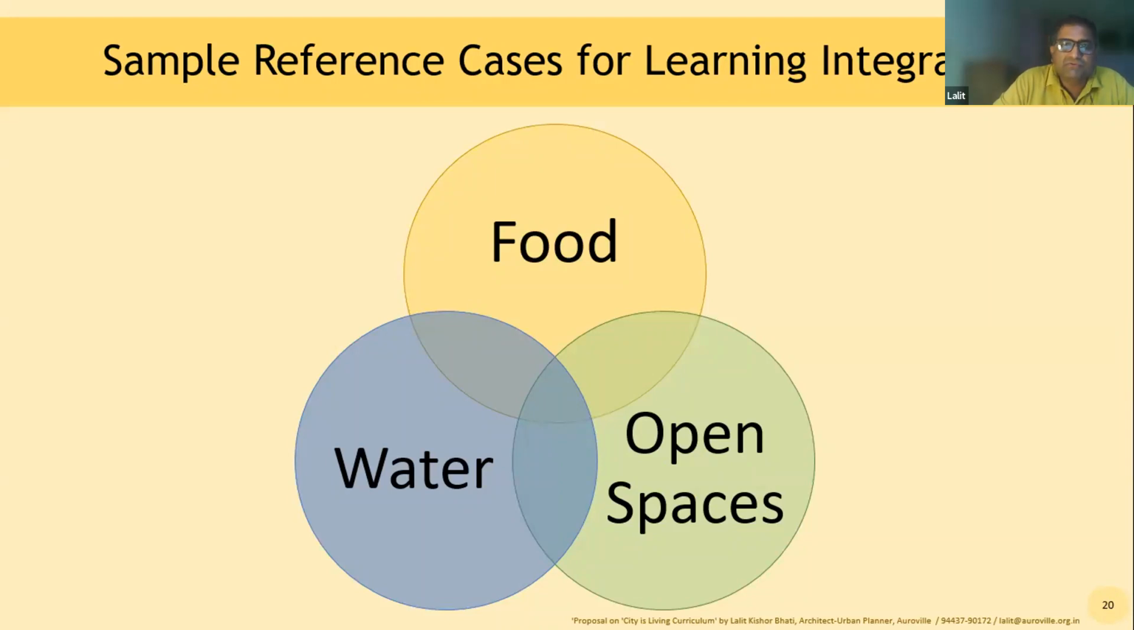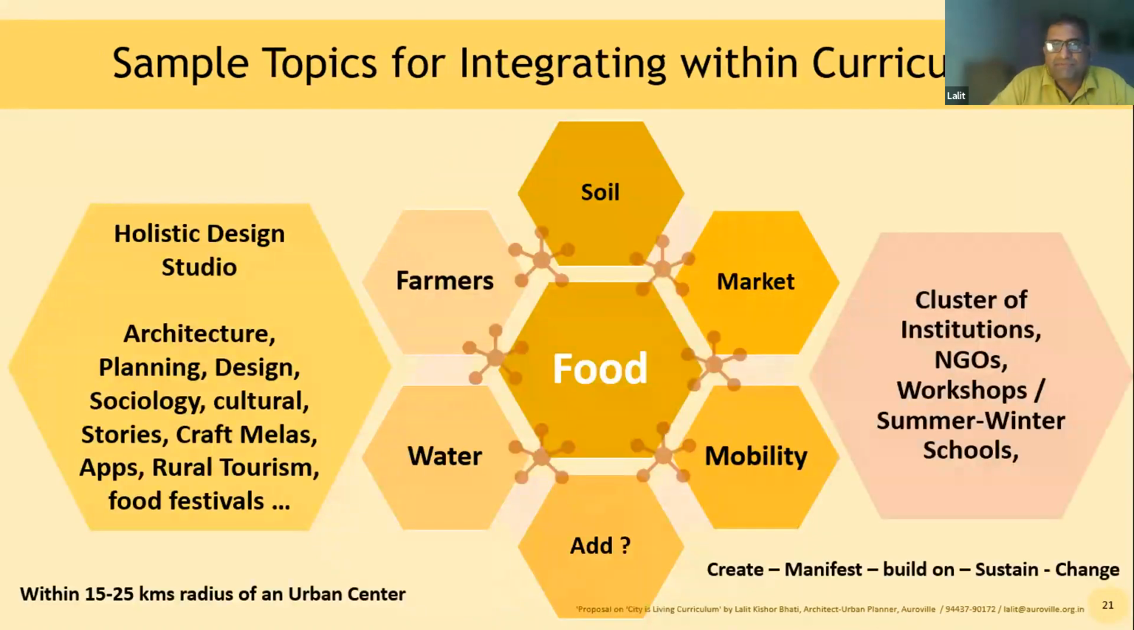I don't know how many of you have studied in depth SDGs and climate change issues, which I think are very important. There are issues with water, there are issues with food. What I'm trying to put forward here is how some of these things can be creatively engaged even within our architectural case studies. For example, when we touch a topic of food, we can touch on soil, market, mobility, water, farmers.